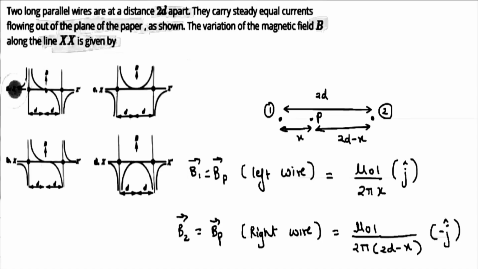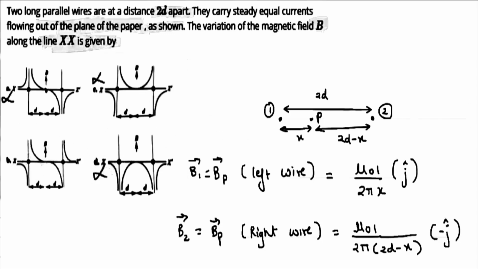Now let's check the left part. For the left wire, the current is coming outward, so the direction of the magnetic field on the left part should be along the negative y-axis, but it is showing the positive direction of the y-axis. So this option is incorrect, so option A is not correct. In option C, the middle part of the section is incorrect, so this option is also not correct. Option D is also incorrect.